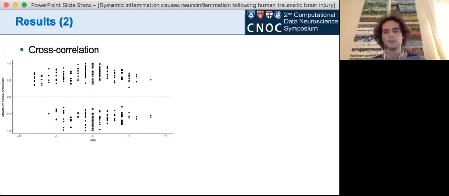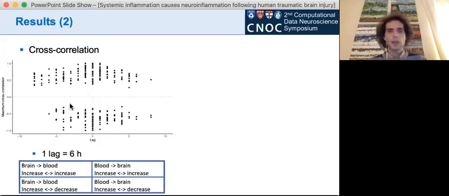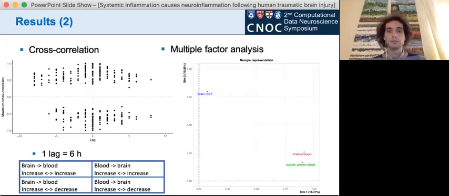In order to investigate the temporal dimension of our data, we have done a cross-correlation analysis. In this figure, every point corresponds to the maximum cross-correlation between the brain and blood time series for every patient and cytokine. Each lag is 6 hours, and values on the left denote a sequence of events moving from brain to blood, and values on the right denote a sequence of events moving from blood to brain. Our data is centered around lag 0, showing that we cannot observe any temporal trend at this 6-hour resolution, which probably is too low to detect cytokine or information fluxes.